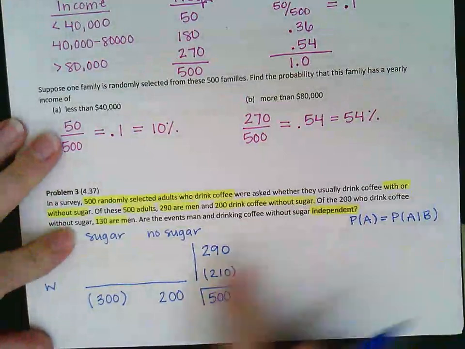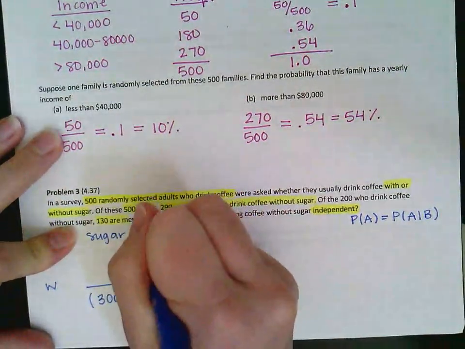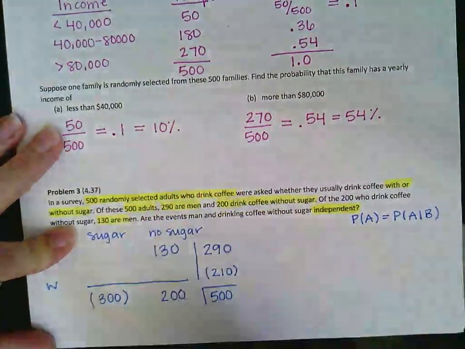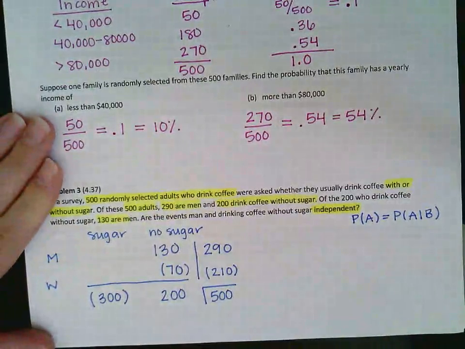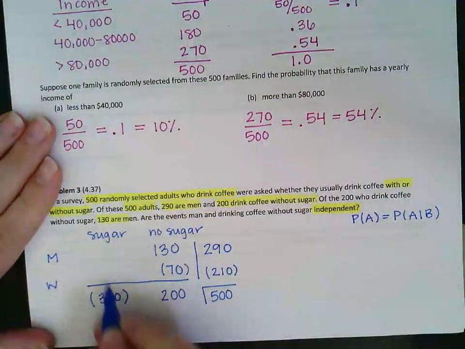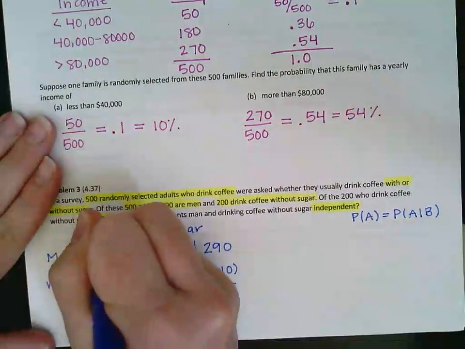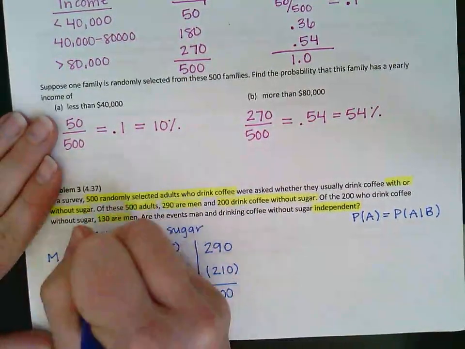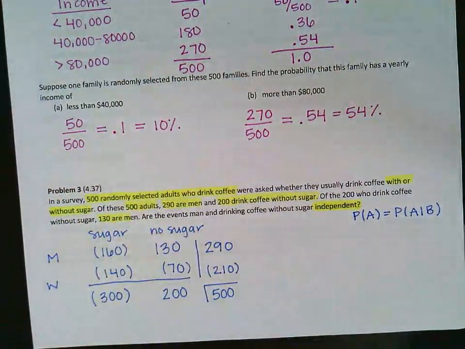Of the 200 who drink coffee without sugar, 130 are men. Well, then that means here 70 must be women, right? I then can add up in this column because I know that my rows have to add up to each other too. So that means that this must be 160 and this must be 140. Okay, and so that's really important to just be able to organize the data and see which pieces are subgroups of the other and which parts are total, right?